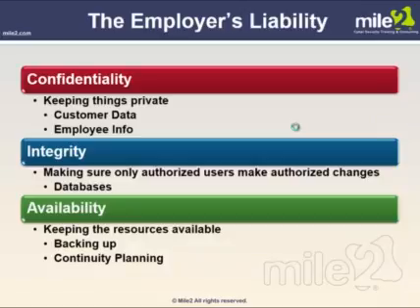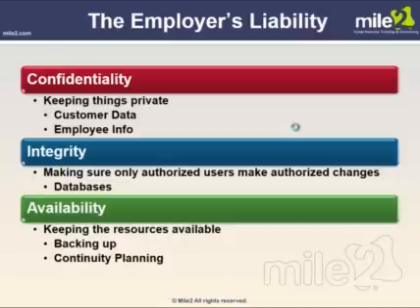So let's start off. You guys have probably heard of the CIA, which stands for Confidentiality, Integrity, and Availability. When it comes to confidentiality, encryption comes into play. The whole purpose of confidentiality is to keep things private, such as customer data and employee information. We do this through the process of encryption, which we will have a special unit on, where we talk about the different encryption methods that we can use and what is involved with that.